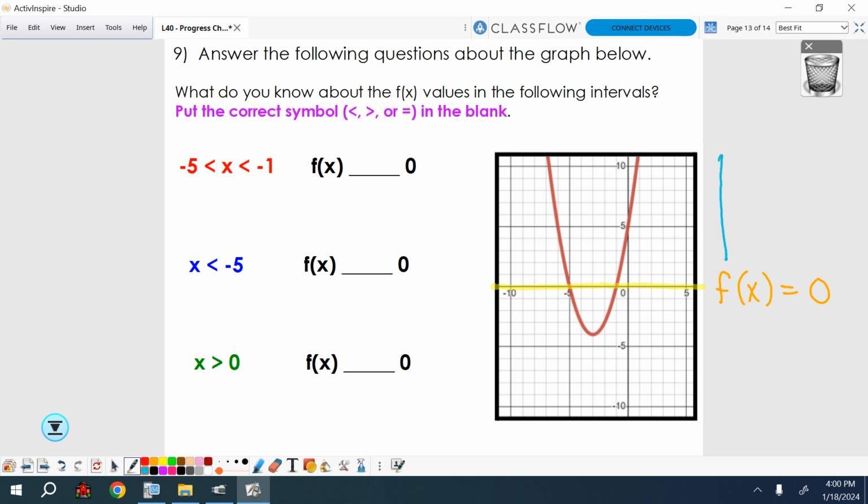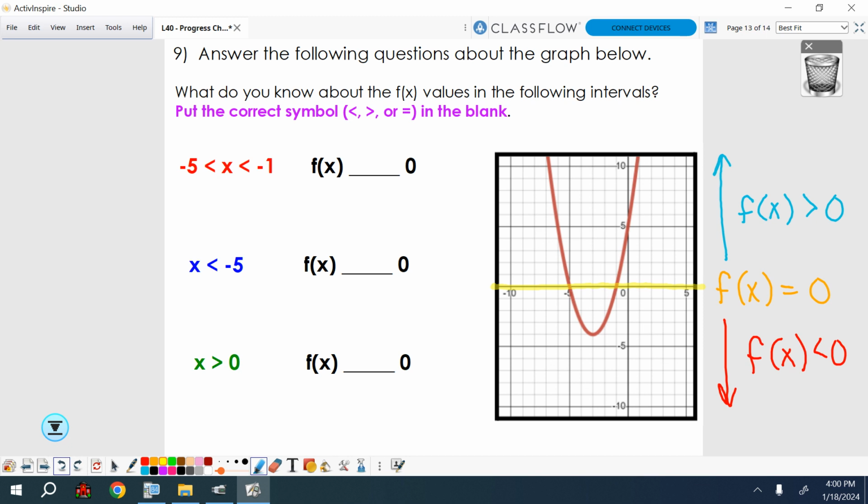So everything up here is going to be where f of x is greater than 0. And I know that because that's where all my y numbers are positive. And if we're talking about everything that's down here, this is where f of x is less than 0. Now, I wrote that because that's going to help me figure out what symbols to put in these three spots right here. Okay, whether it's going to be a greater than symbol, a less than symbol, or an equal to symbol. So here's how I would look at this problem.